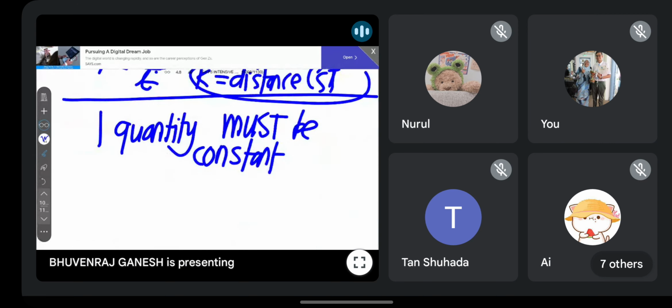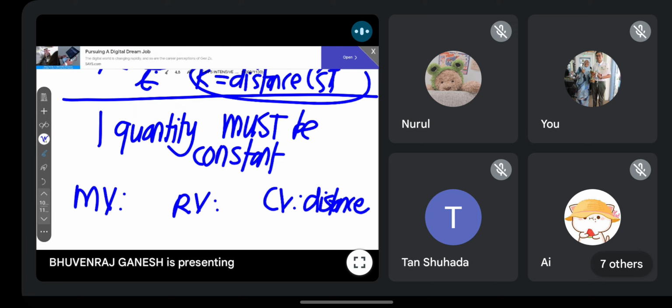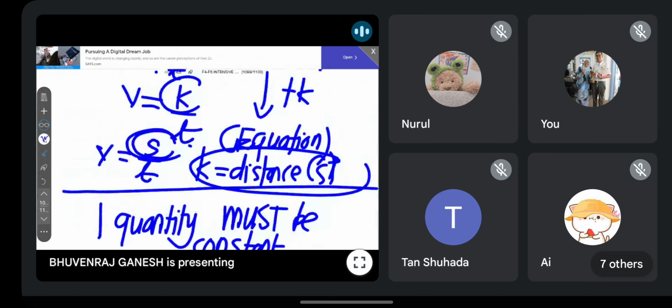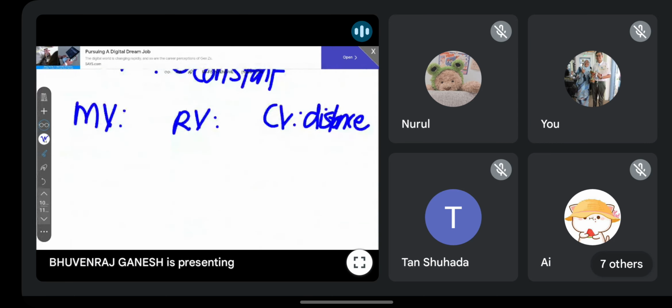Okay, basically in your science, you all learn this lah. MV, RV, CV. Betul? So basically the CV over here is distance lah. Pemboleh ubah dimalarkan adalah jarak. Okay, constant variable or fixed variable. Okay guys, so this is about inverse variation lah, one example. Okay, I can give more also.